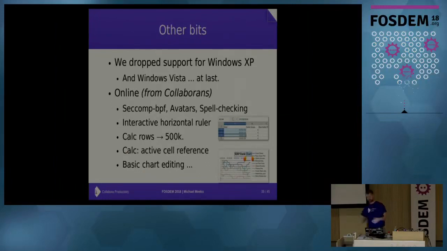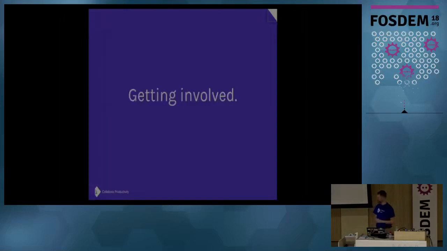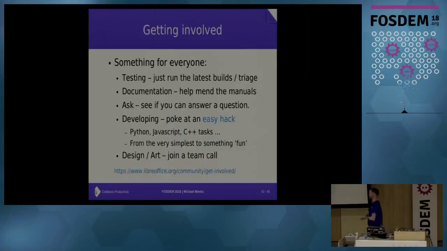I mentioned these APIs have a long tail. And we have angry people, particularly in Russia, who complain about Windows XP, which is strange. And of course, loads of stuff in online as well. There's just a whole slew of features there. The Android version is coming on nicely. So pictures from cameras being inserted, presentation modes. There's some exciting stuff from Jan Iversen and Jan Nurmut on iOS, which is coming, and probably we'll see that later. But what you should do is you should think, this is an awesome project.